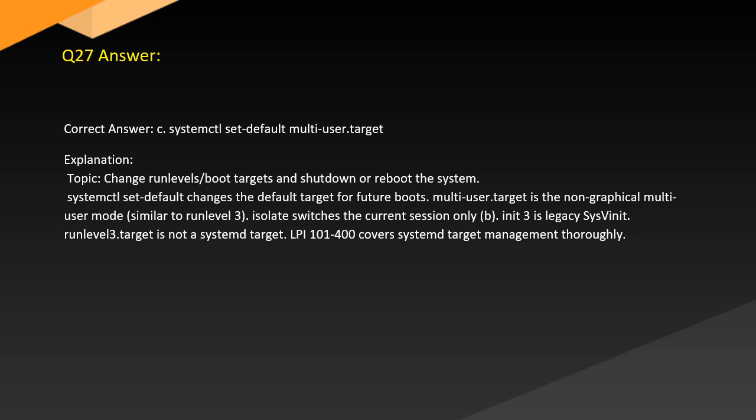Correct answer: C. systemctl set-default multi-user.target. Explanation. Topic: Change runlevels and boot targets and shut down or reboot the system. systemctl set-default changes the default target for future boots. Multi-user target is the non-graphical multi-user mode, similar to runlevel 3. Isolate, B, switches the current session only. D, init 3, is legacy. Runlevel target, A, is not a systemd target. LPI 101-400 covers systemd target management thoroughly.